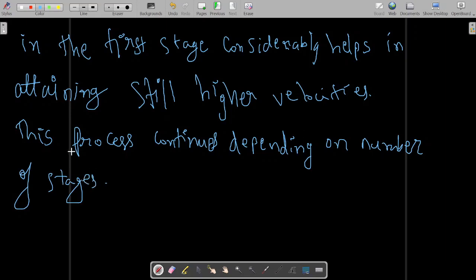So this particular process continues depending on the number of stages. If it is a 3-stage rocket, then two parts will be lost. If it is a 4-stage rocket, then 3 parts will be lost, from time to time, and the velocity will keep on increasing because the product mv has to be constant. So if m is reduced, v will increase.